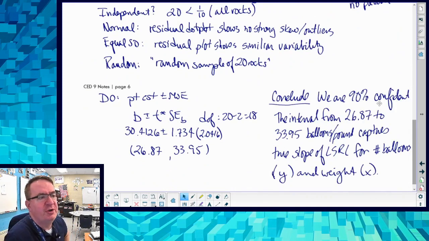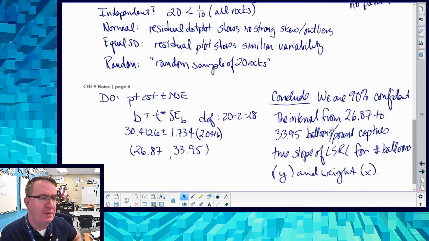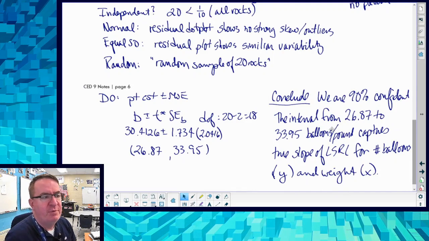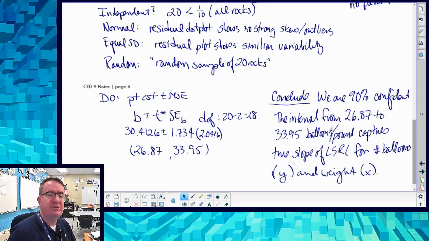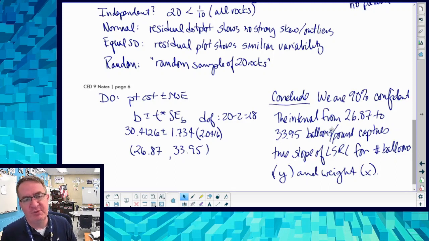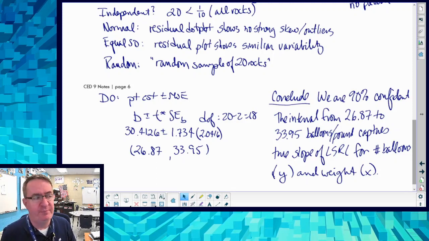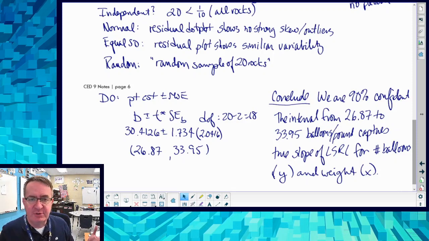So the conclusion is we are 90% confident that the interval from 26.87 to 33.95 balloons per pound captures the true slope of the least squares regression line for the number of balloons, which is our y value, and the weight, which is our x value. So again, very similar to confidence intervals.